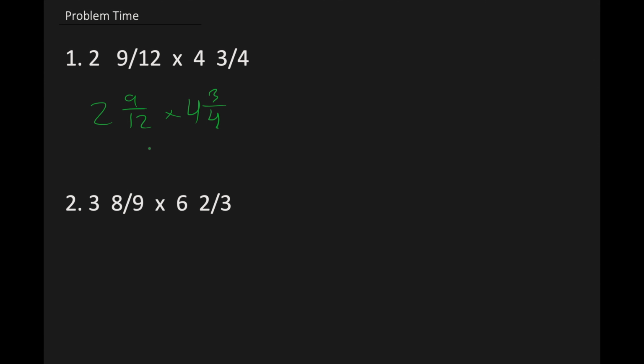So 2 and 9/12, we have to convert that. 2 times 12 is 24, plus 9 is 33. So we have 33/12 times whatever this is. 4 times 4 is 16, plus 3 is 19/4. And now we'll multiply. So 12 times 4 is 48.